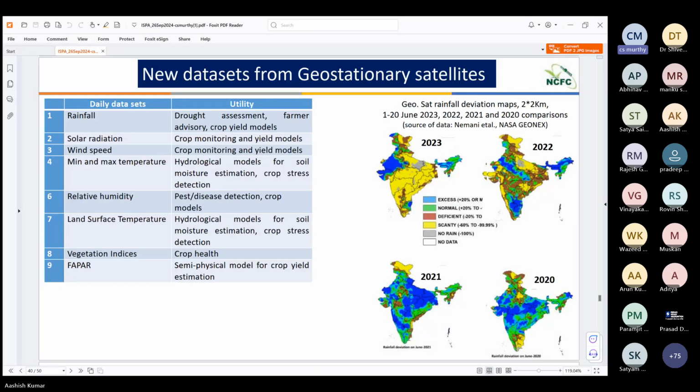I think there is a lot of potential in this new technology. With these new data sets, we can build a lot of applications. For example, parametric insurance products, farmer advisory systems, because these are very, very granular weather data. Next, please.